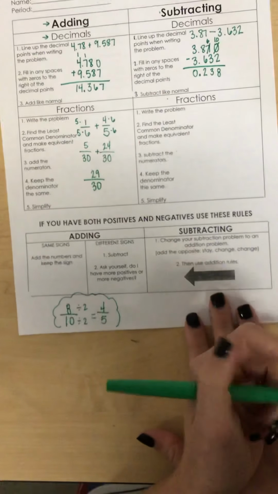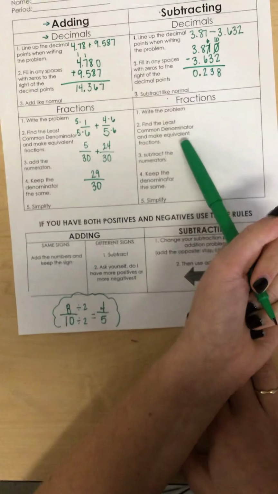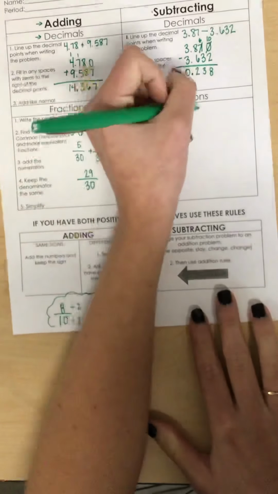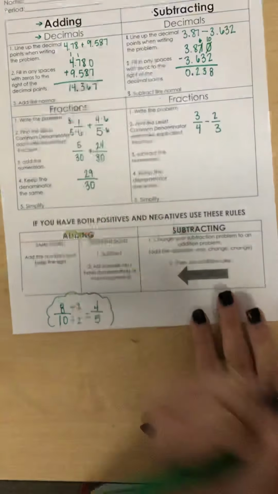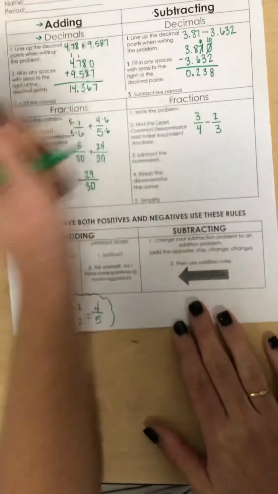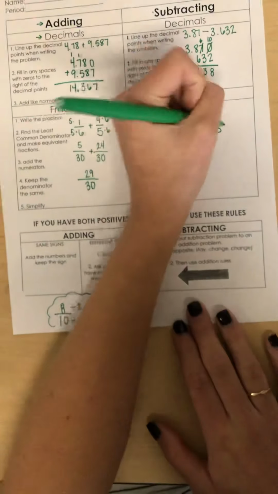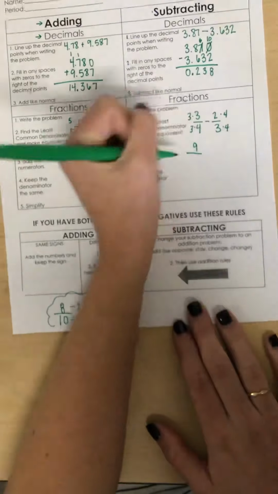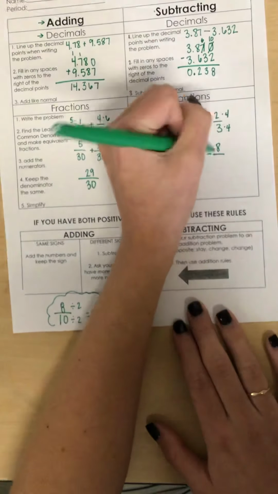So when you subtract fractions, again, write out the problem, make your denominator equivalent, subtract the numerators, keep the denominator, and then simplify. Okay, so here if I said 3/4 minus 2/3, you would need to subtract, but in order to do that, you need to have common denominators. So again, just like we did over here, just gonna flip those, gonna multiply this side by 3, and this side by 4. 3 times 3 is 9, 3 times 4 is 12, 2 times 4 is 8, and 3 times 4 is 12.